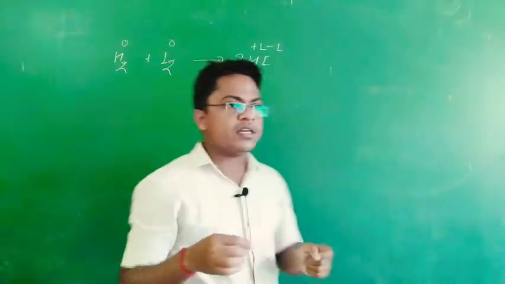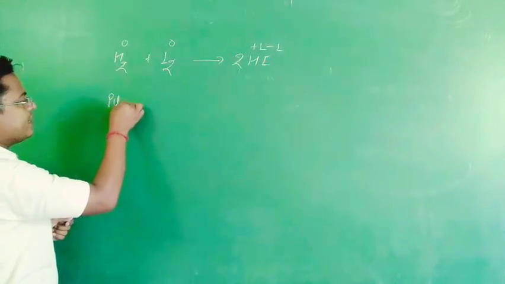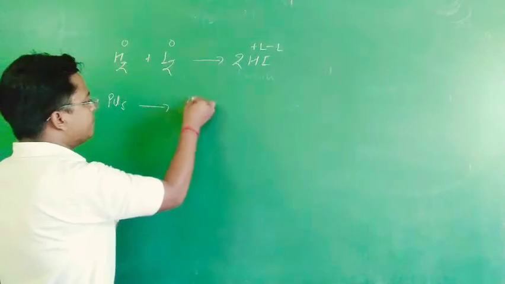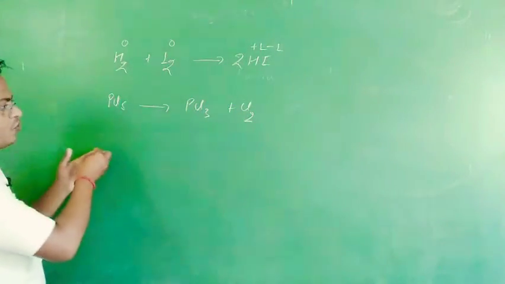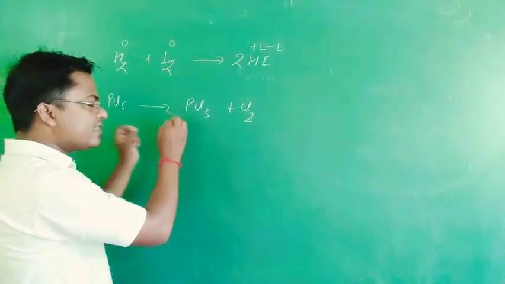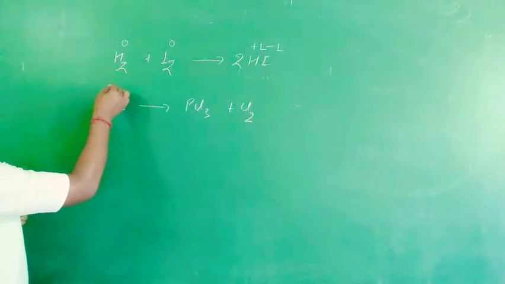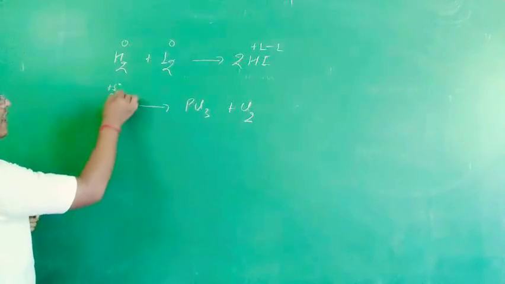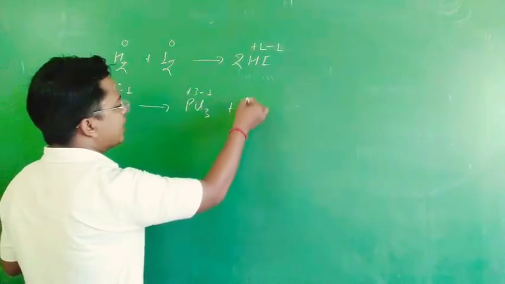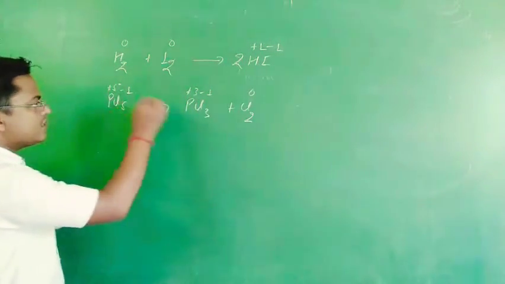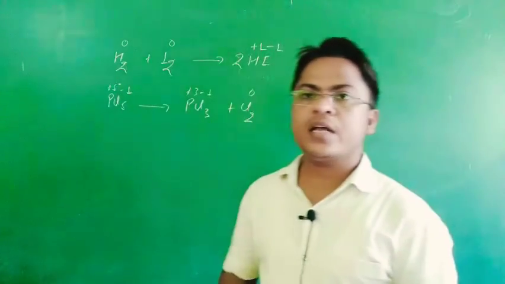If we talk about the dissociation reaction, we can mention PCl5 gives PCl3 plus Cl2. So this is the dissociation reaction as well, and there is a redox reaction with it. In PCl5, phosphorus is +5 and chlorine is -1; in PCl3, phosphorus is +3 and chlorine is -1; and chlorine is 0. So this is also a redox and dissociation reaction.